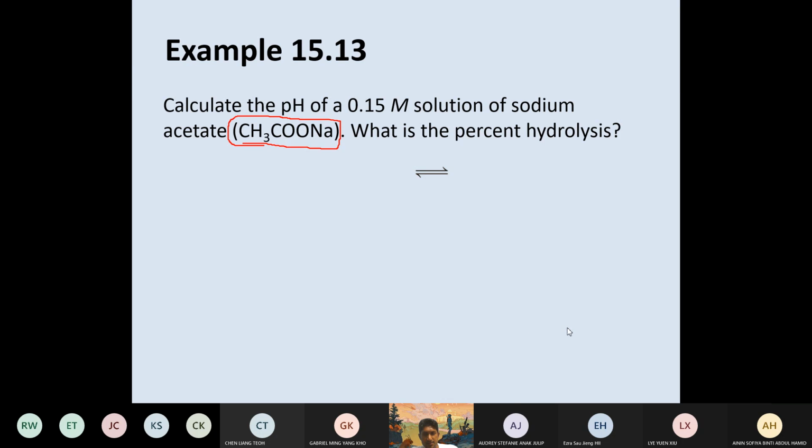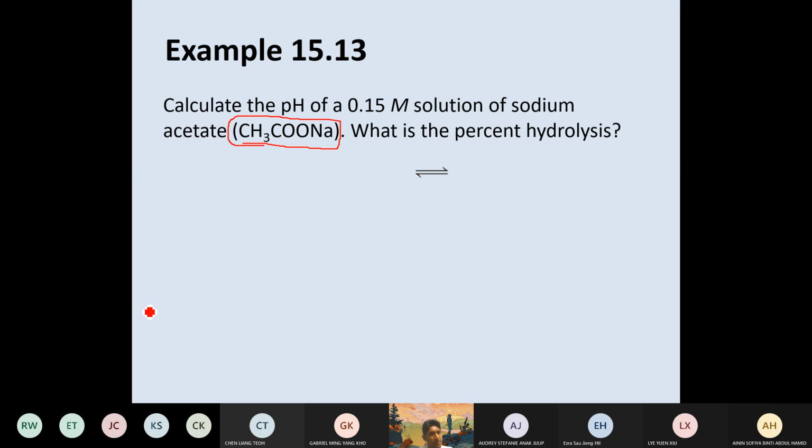Can we ask this type of question? That sodium acetate, is it a strong salt or a weak salt? Is it a valid question, do you think? No, it's not a valid question, because salts are always strong.